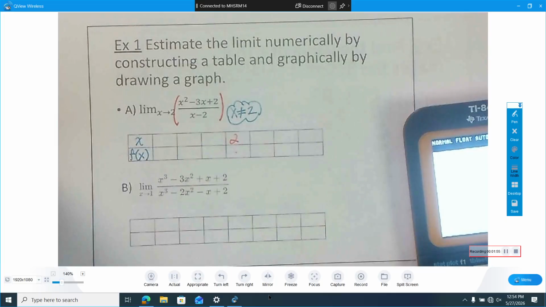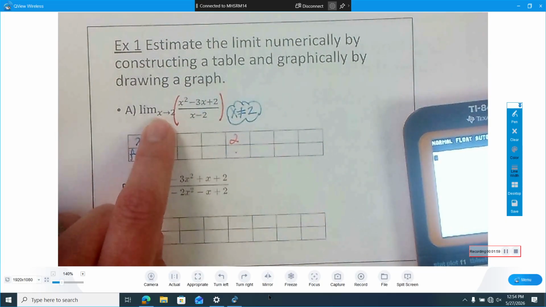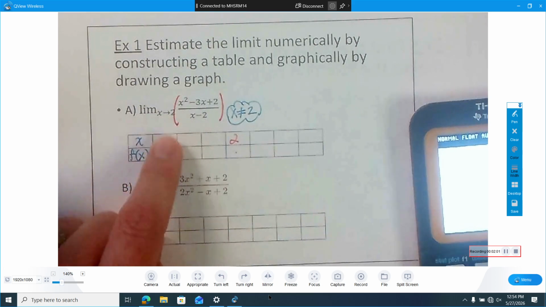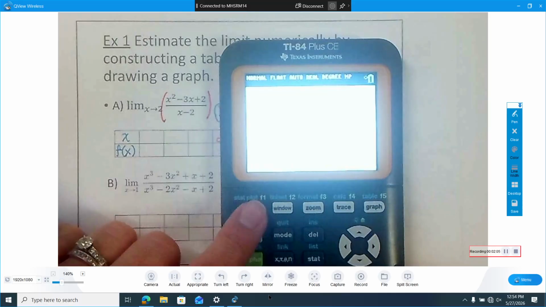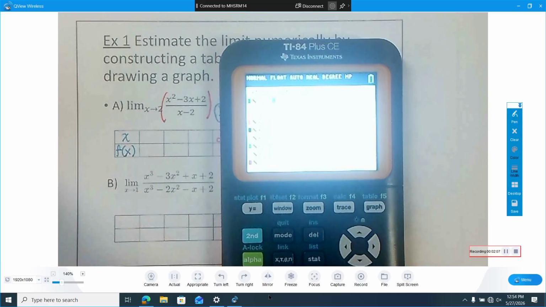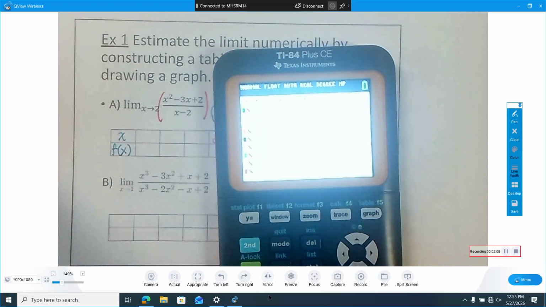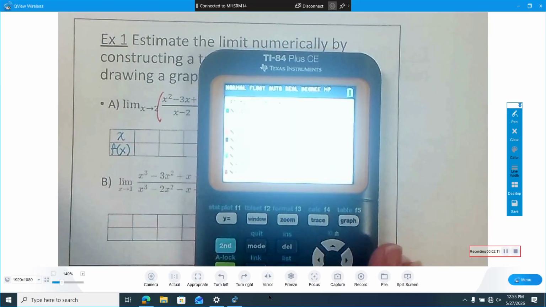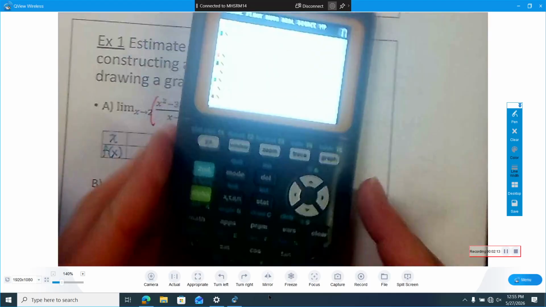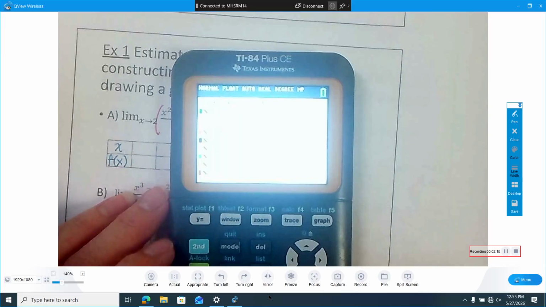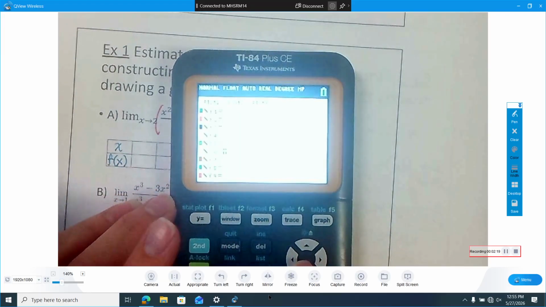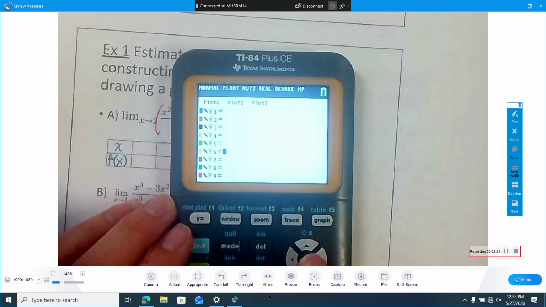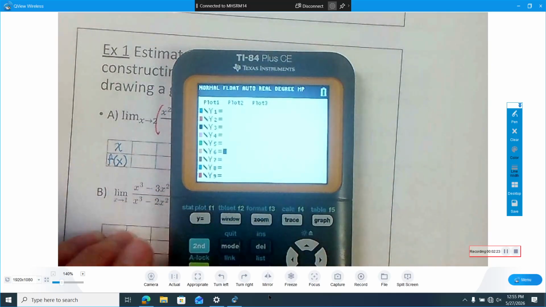And what we want to do is pick x values that are getting closer and closer to 2. And the nice way to do this, follow along on your calculator. So we're going to go to y equals. Second and the arrow. Okay. Yeah, second. There we go.